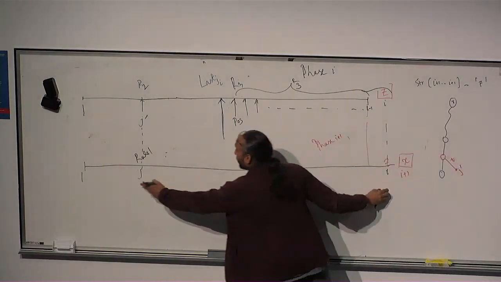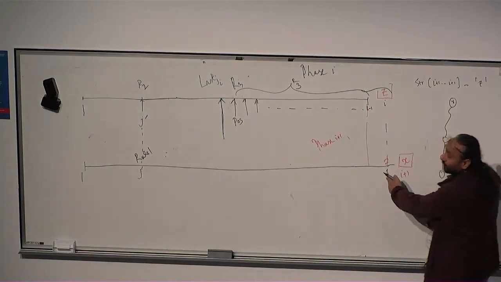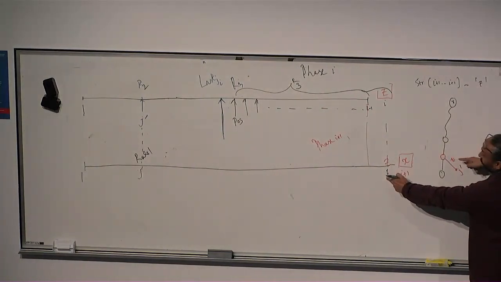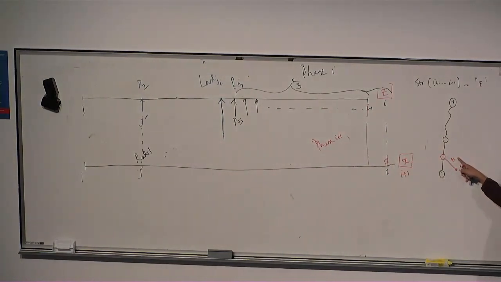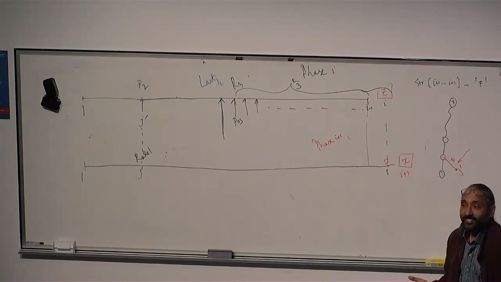So I know j prime to z. So j prime to z, what rule would it be now? What rule would it be? Anybody? Come on. Could it be rule 2? Could it be rule 3? Could it be rule 1? Anybody wants to give a try?